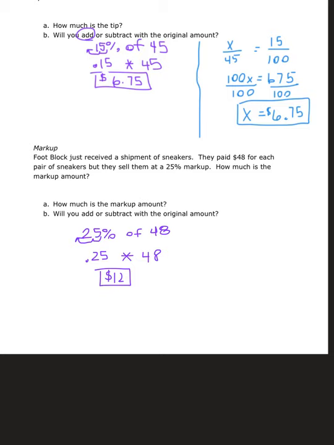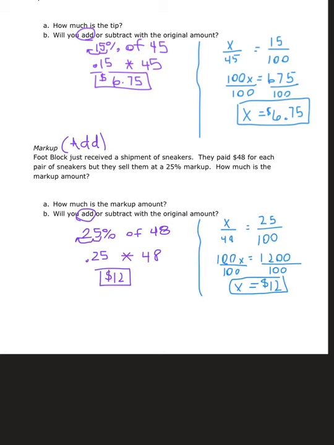They pay $48, but then you pay $12 more. So since you're going to pay $12 more, that means that this is going to get added. So far we have tax, tip, and markup all are getting added on to your original amount. You can see again, I did set up the proportion for those of you that prefer the proportion.